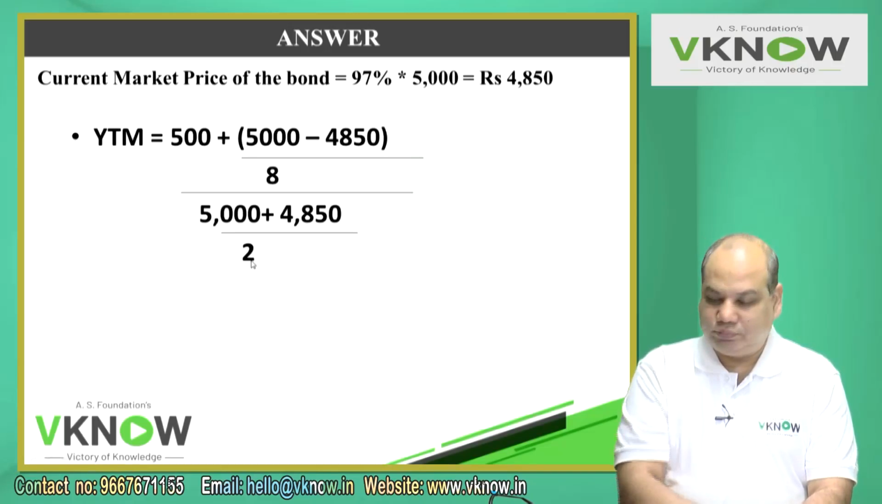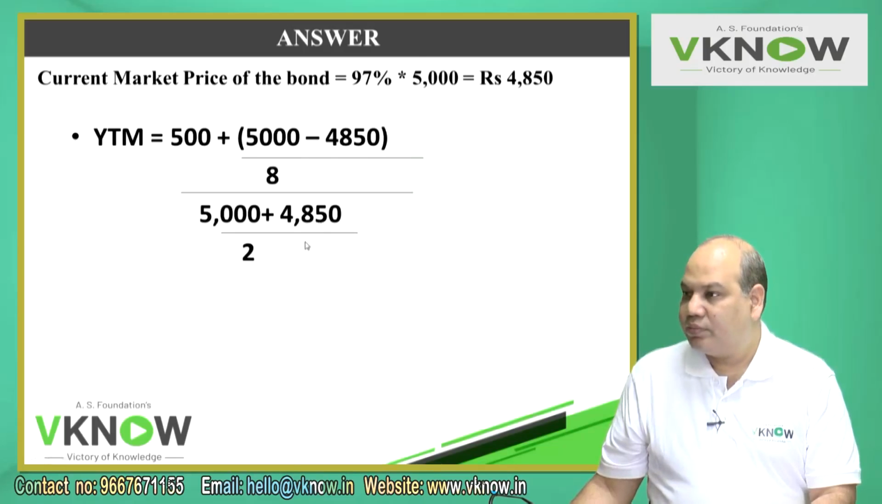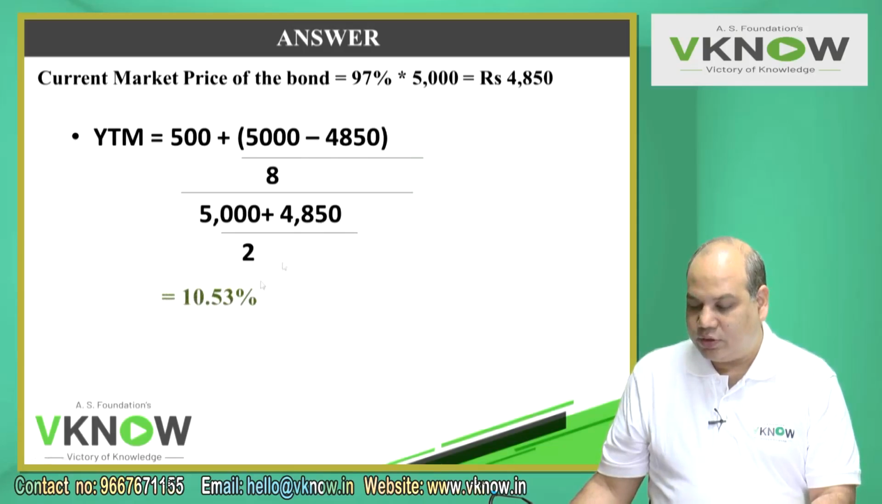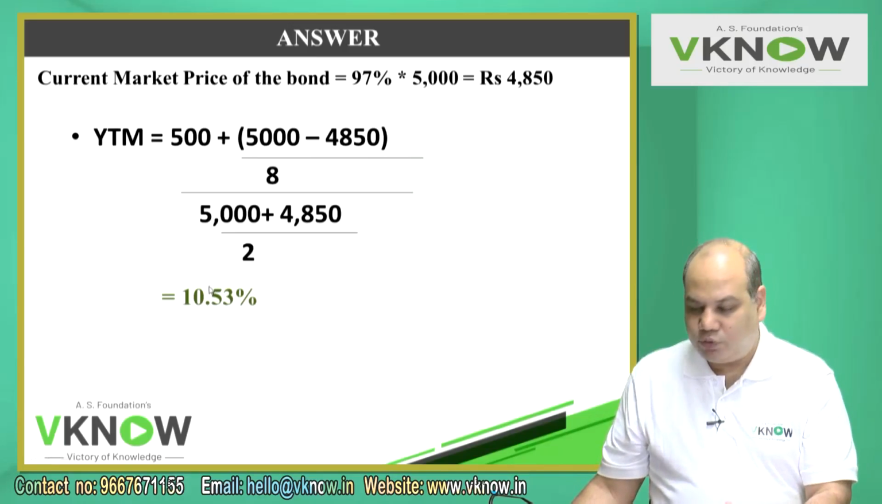So solve now. So when you solve it, what is the answer? Yes, the answer is 10.53%. Very good. This bond is generating 10.53% return. If you hold it till maturity, you will earn 10.53%.